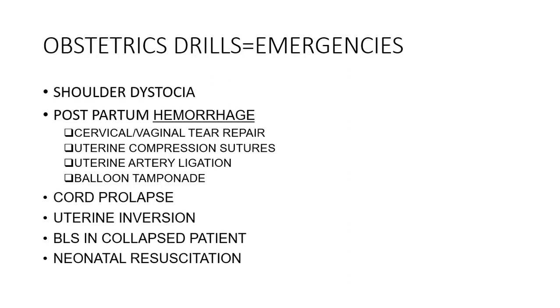Balloon tamponade and its different types, like the Bakri balloon tamponade, the condom balloon tamponade, Sengstaken tubes, and many latest modalities. You should know each and every detail of balloon tamponade and its types. One drill can be cord prolapse. The flowchart is given in your reference books. Others are uterine inversion, BLS in the collapsed patient, and neonatal resuscitation.